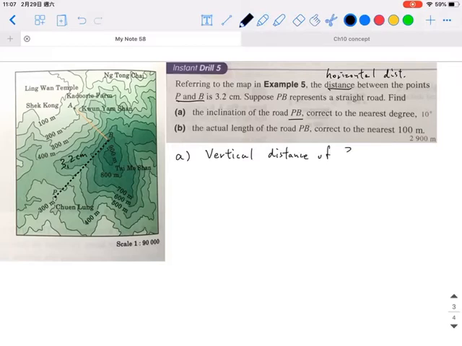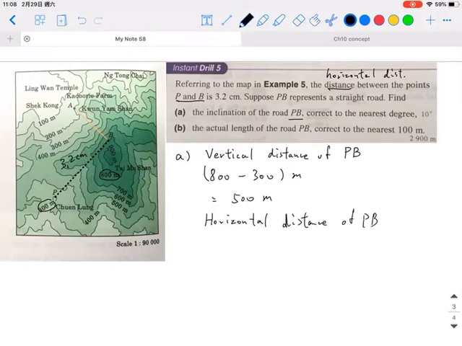of PB. That means for B, which is on a contour line, it should be 800 meters. And for P, it should be 300 meters, which gives 500 meters. And then the horizontal distance of PB is the measured distance, 3.2 cm.